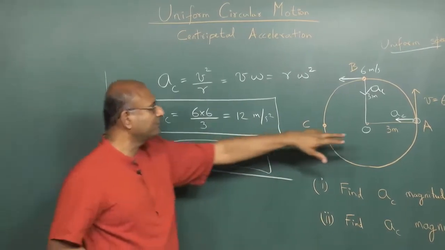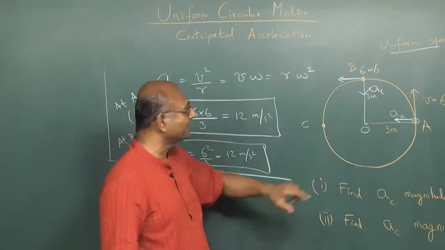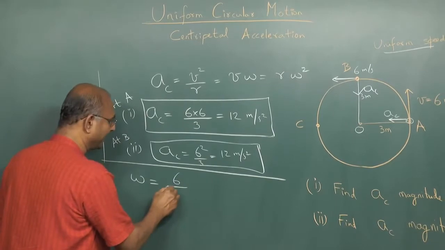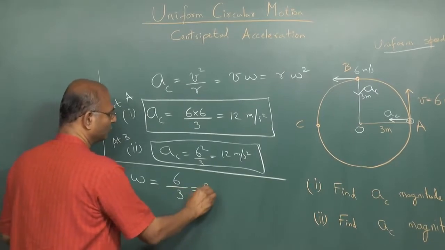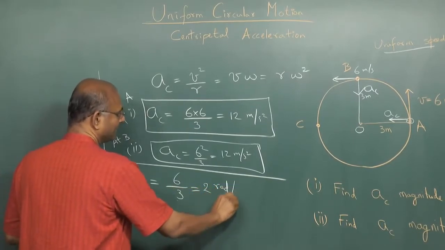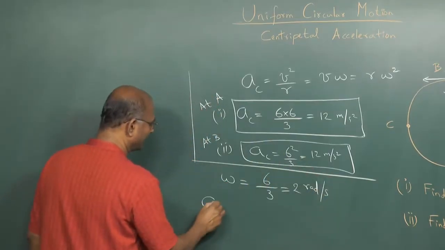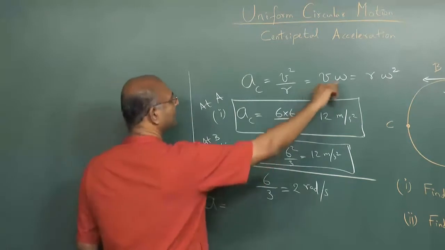Like, what is the omega of this object? What is the angular velocity of this object? V by r. So angular velocity is 6 by 3. So that is 2 radians per second. Now that I have found omega, I can use that to calculate A by using V omega.